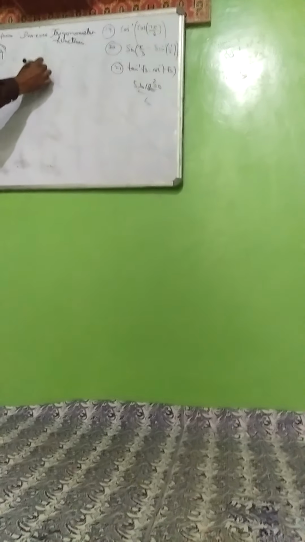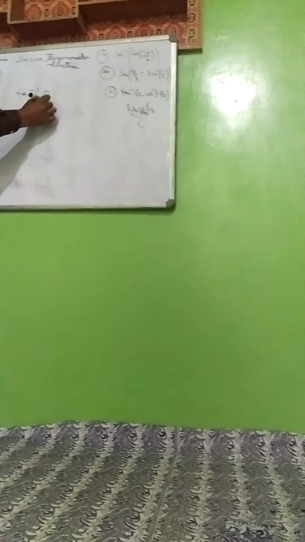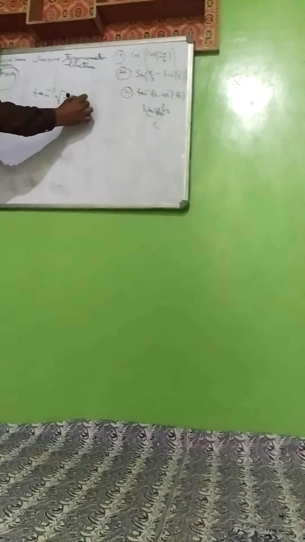Now the question number 21 is tan inverse root 3 minus cot inverse of minus root 3. This is the question. You have to find the correct option. Tan inverse root 3 minus cot inverse of minus root 3.